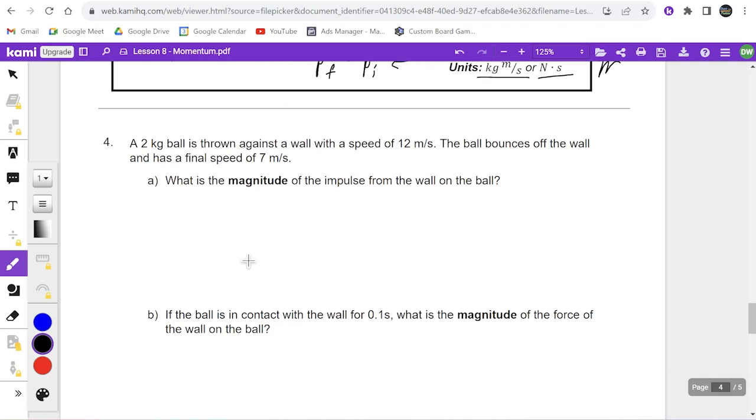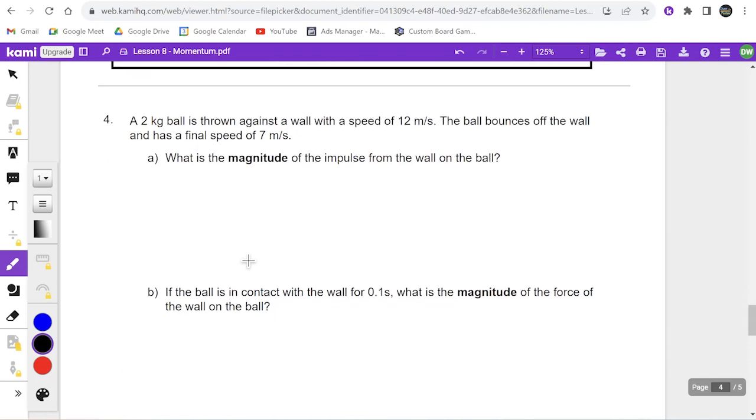Number 4, a 2-kilogram ball is thrown against a wall with a speed of 12 meters per second. The ball bounces off the wall and has a final speed of 7 meters per second. Part A, what is the magnitude of the impulse from the wall on the ball? Once again, I'm going to draw a picture of this. I have a ball, that's my wall. I have a ball coming in at 12 meters per second. The mass of the ball is 2 kilograms. It bounces off the wall and comes back with a speed of 7 meters per second.